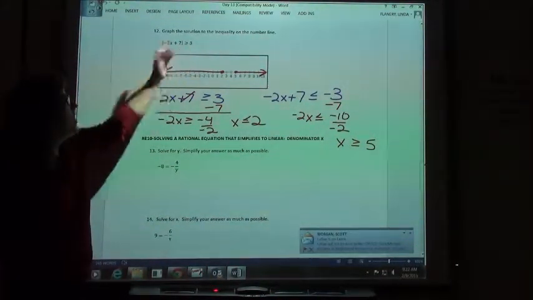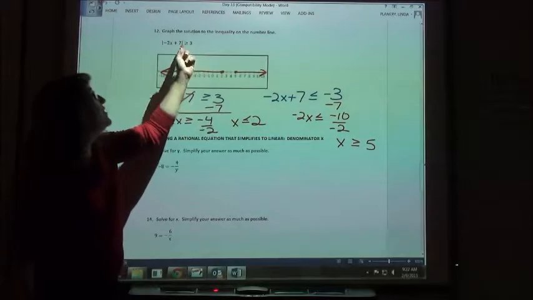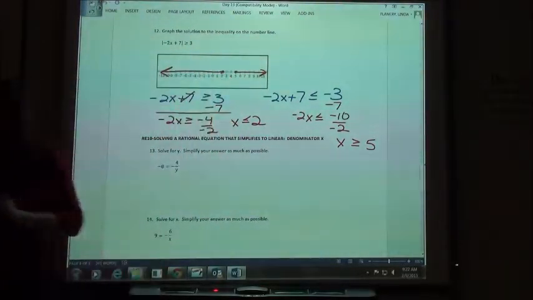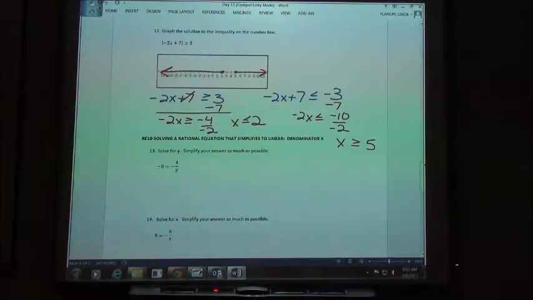If that's a greater than, you shade on the outsides of the dots. If it's a less than, inside the middle of the dots. Because they're talking about a distance either being greater than so many spaces or less than so many spaces.